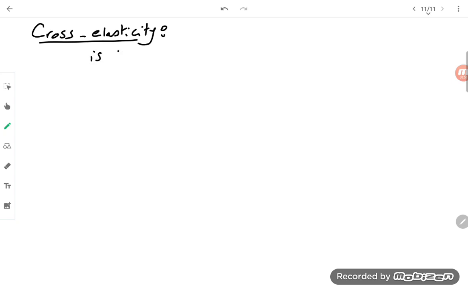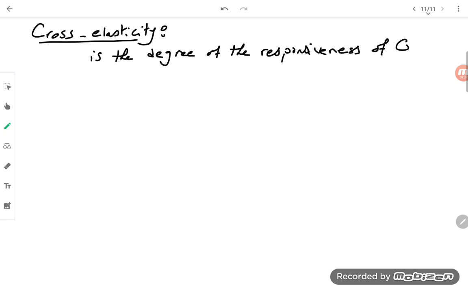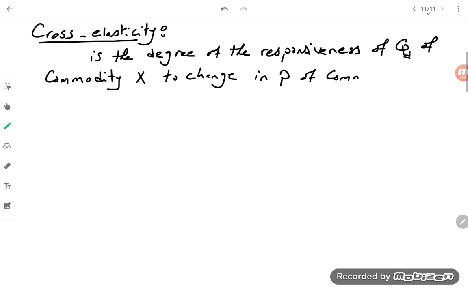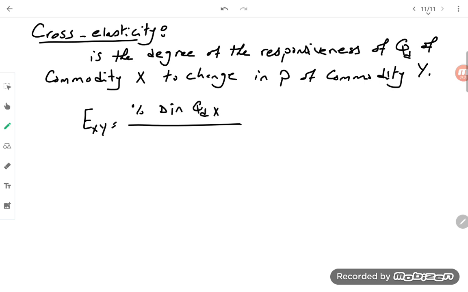Cross elasticity is the degree of responsiveness of quantity demanded of commodity X to a change in price of commodity Y. Or we can write it as percentage change in quantity demanded of X divided by percentage change in price of Y. As we said, the price of related goods is related to complements and substitutes. So we would like to study the demand for product X and the price of product Y.